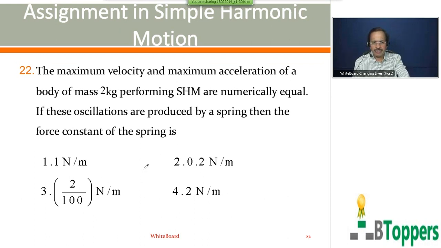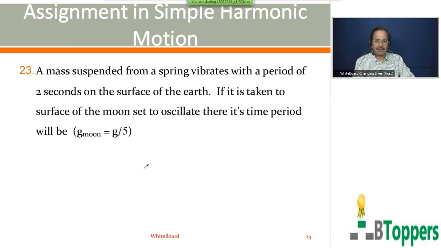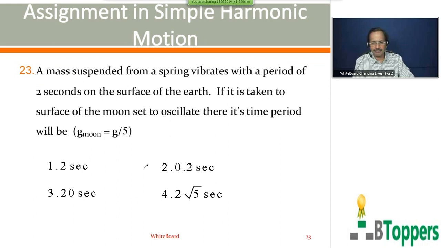So I'm going to show the next question on screen. See the question number 23. A mass suspended from a spring vibrates with a period of 2 seconds on the surface of the earth. It is taken to the surface of the moon and set to oscillate there. Its time period will be, g on moon, that means acceleration due to gravity on the moon, is 1/5 of the acceleration due to gravity on the earth's surface. Come on, take a pause and answer this question.